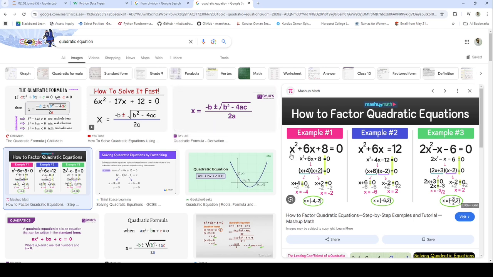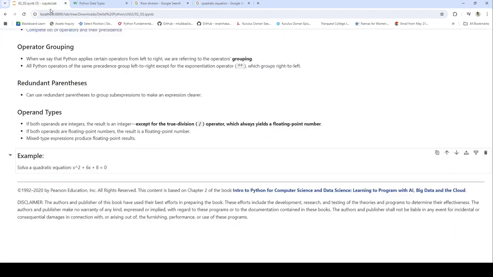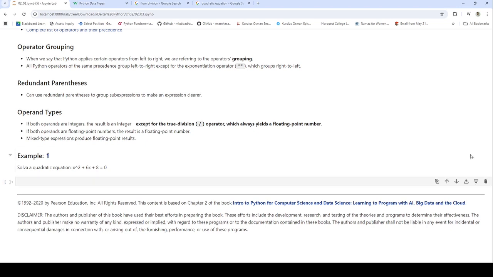So let's pick the coefficients from this equation. a is the coefficient of the x squared term. Let's call b the coefficient of x, which is 6, and c is the constant. So I've already initialized them here. If I can insert a new cell here, let me initialize them here: a is 1, b is 6, and c is 8.